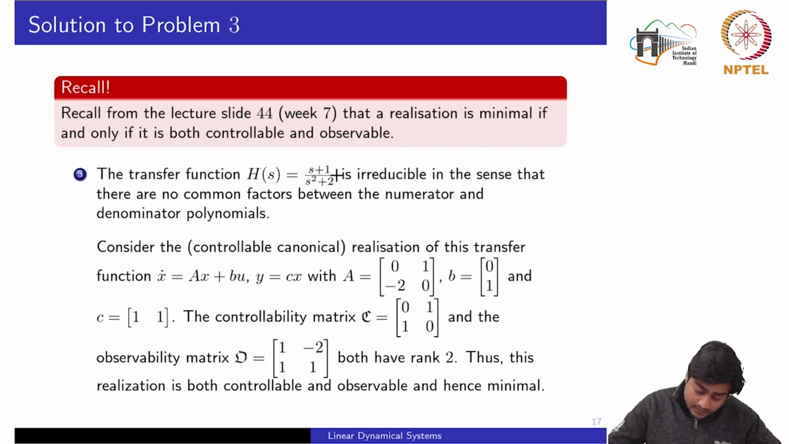Okay, so now directly writing or computing the A, B, C matrices, we obtain these ones, for which you can compute the rank of the controllability matrix and the observability matrix, which is supposed to be 2. So this realization A, B, C is the minimal realization. And this minimal realization, basically in terms of the dimension of the vectors, the state vector.